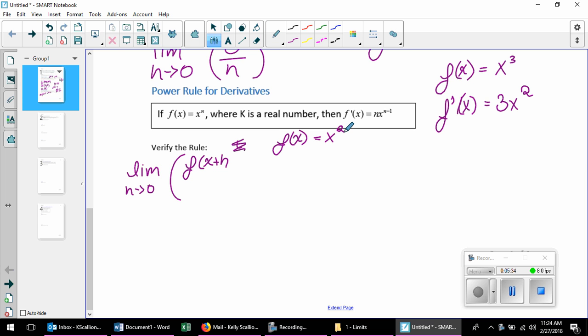Okay, based on the rule, what would be my derivative? What happens to the exponent? It moves out front to become a coefficient, and the exponent changes from a 2 to a 1. So if my original function is x squared, my derivative is 2x. Okay, I'm going to prove that to you now. I just don't want to cube something.